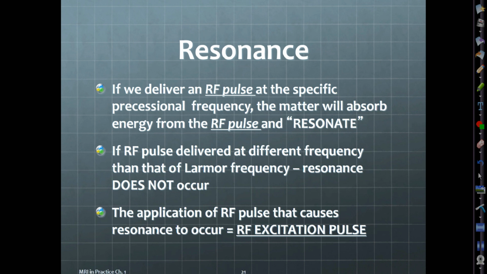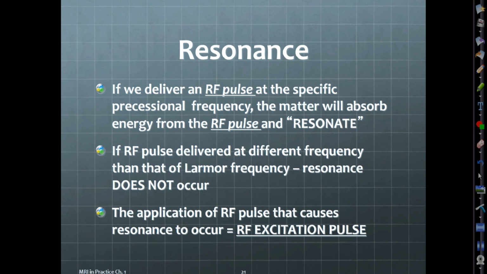So, in summary, if we deliver an RF pulse at the specific precessional frequency, the matter or the tissues will absorb energy from the RF pulse and resonate. If the RF pulse is delivered at a different frequency than that of the Larmor frequency, resonance will not occur. And the application of the RF pulse that causes resonance to occur, we have a specific name for that pulse. It's called our RF excitation pulse, because we're exciting those tissues by putting more energy into them. So that's where it gets its name.